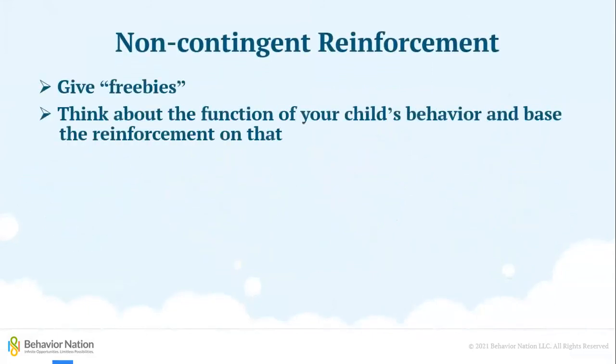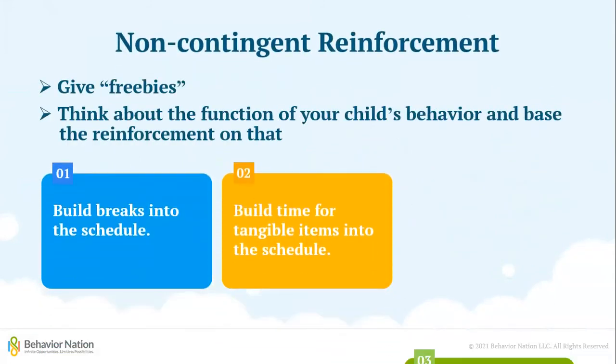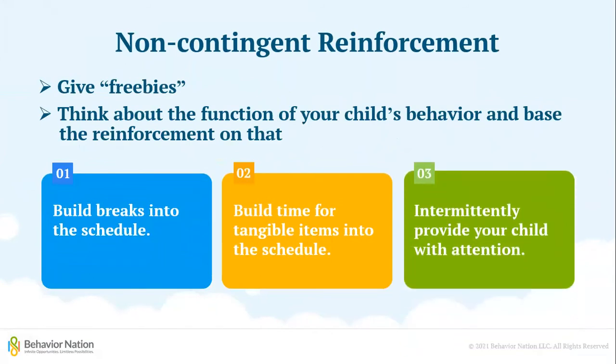Moving on to non-contingent reinforcement. You can think about non-contingent reinforcement as feeding someone before they're hungry, so they don't engage in challenging behaviors. Essentially, you can think about the function of your child's behavior and provide them with reinforcement before they begin to engage in any challenging behaviors. So you could build breaks into their schedule, you could offer them time to engage with highly preferred tangible items, and you can intermittently provide your child with attention.